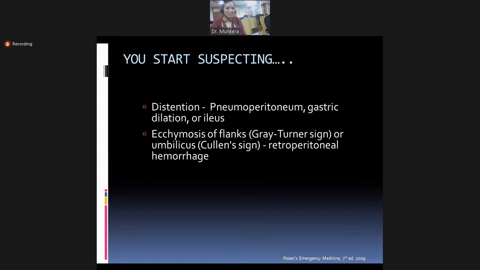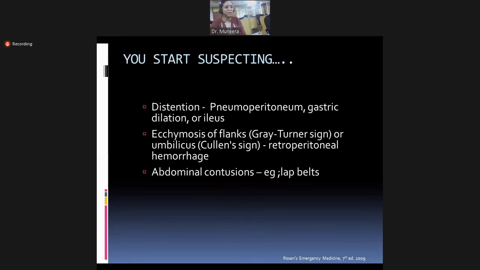In the abdominal part, if you see that the abdomen is distended, then you start suspecting, is it pneumoperitoneum or ileus? Then you see if there is any bruise or not, because since it's a blunt trauma, the continuity of skin has not been breached. What you see could be small abrasions or a bruise. When there is a bruise or ecchymosis of the flank, we call it Grey Turner sign. When there is a bruise around the umbilicus, we call it Cullen sign, and both are indicators of retroperitoneal hemorrhage.